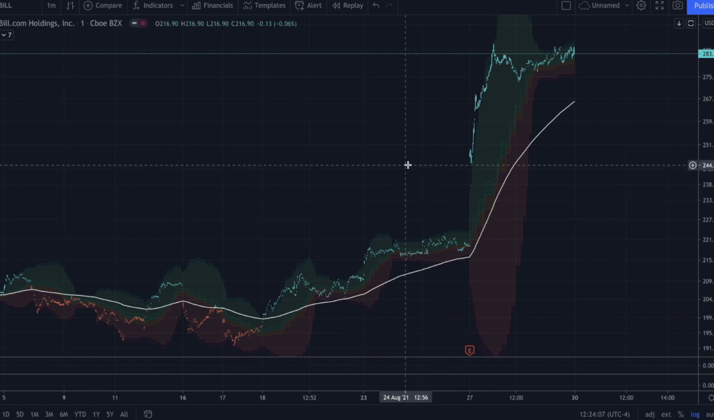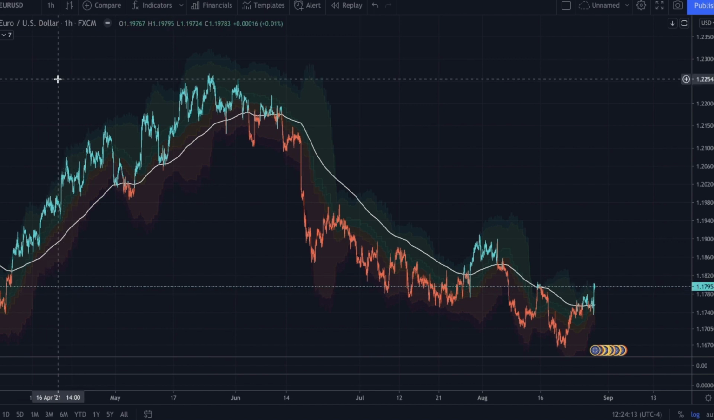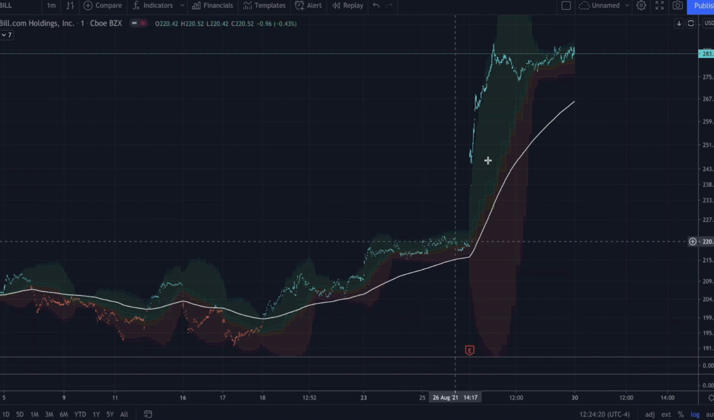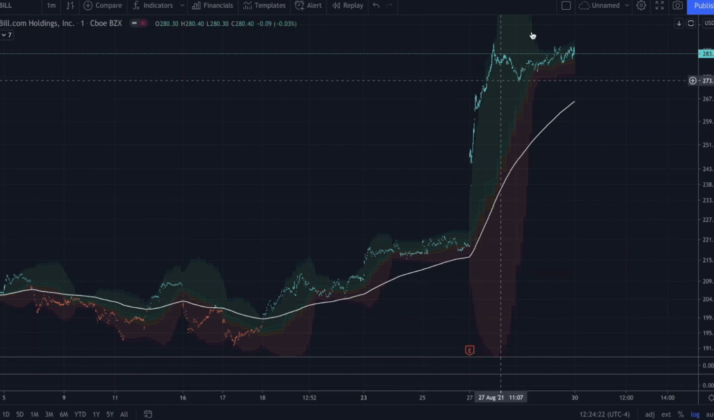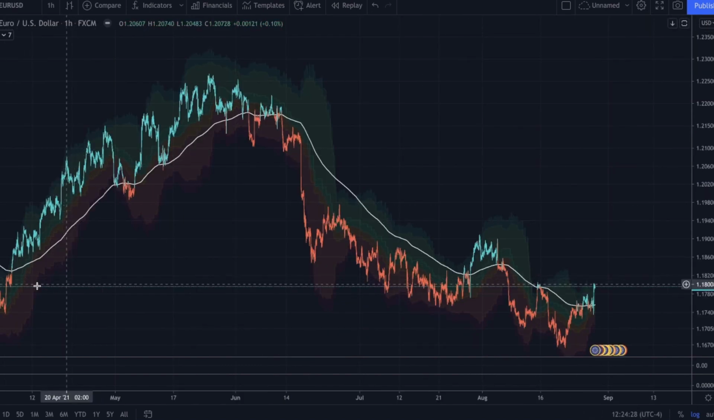So this is the stock that we were looking at. Now let's move over to the currency pair. This is the euro dollar. As we can see, we're looking at it on the 1 hour chart. By the way, the ticker symbol Bill was on the 1 minute chart, so each candlestick equals 1 minute. Now let's jump back to the euro dollar.